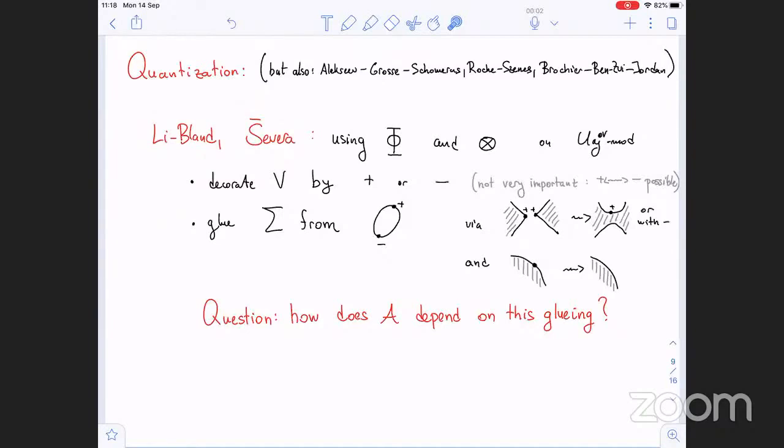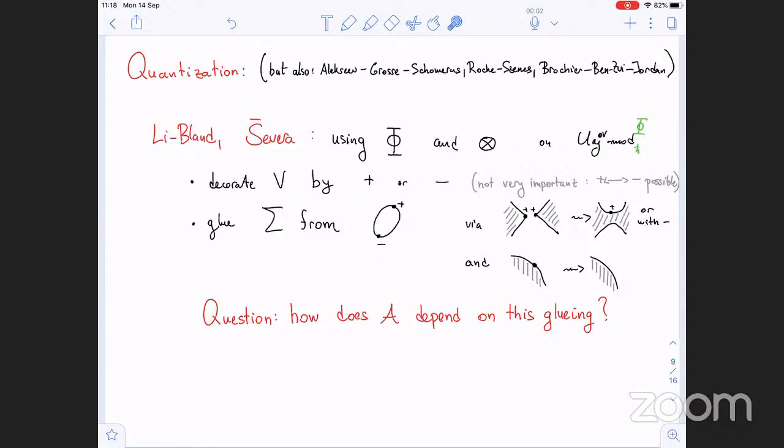So what you do, you have this category of UG modules. Sorry, there should be this phi and h bar. And you use in some way this associator phi and the tensor product you have here in the following algorithm. First, there is just one thing one needs to do: decorate each marked point by either plus or minus. This is not very important; you don't see it at the Poisson level structure, but at the quantum level you see it. But it's possible to just pass from plus to minus, so I will not dwell too much on this point.